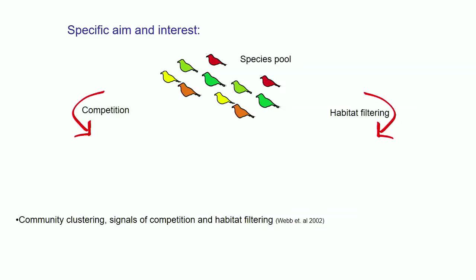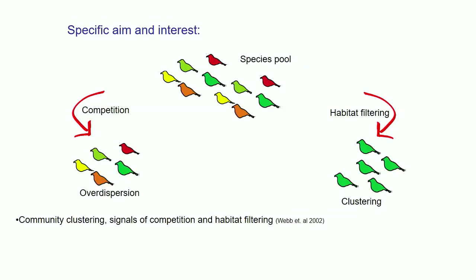So, a species pool. From that species pool, a local community is assembled through either competition or, at the other extreme, habitat filtering. Competition leads to an overdispersed community, assuming that similar species are excluded through competitive exclusion. The other extreme would be a clustered community containing species with very similar traits, where the abiotic environment dictates those species' survival.